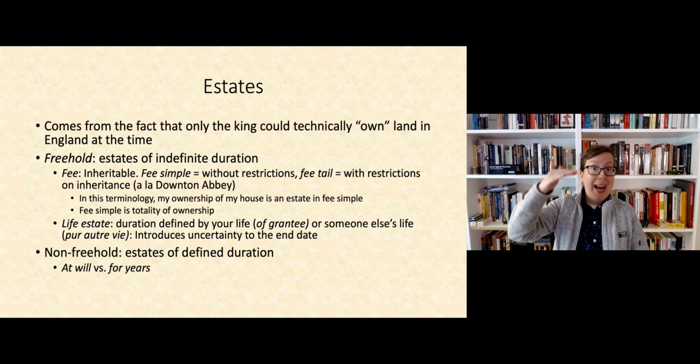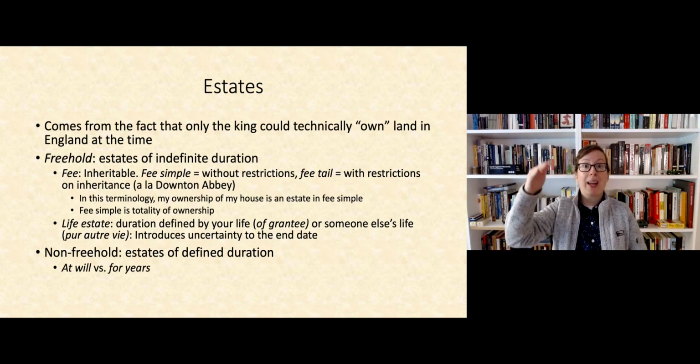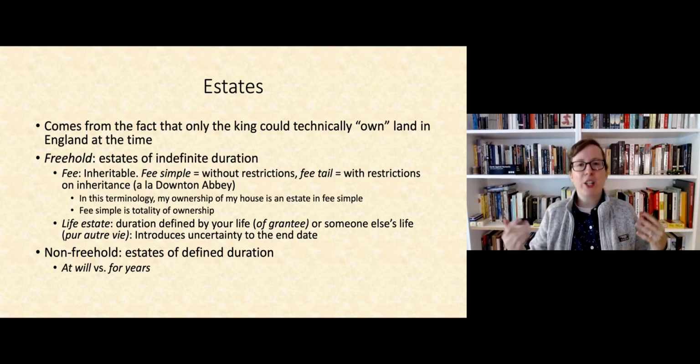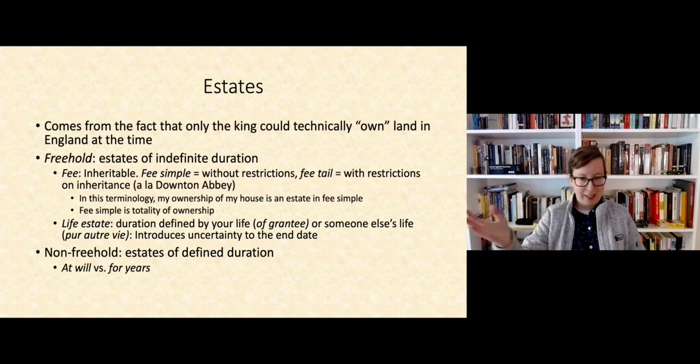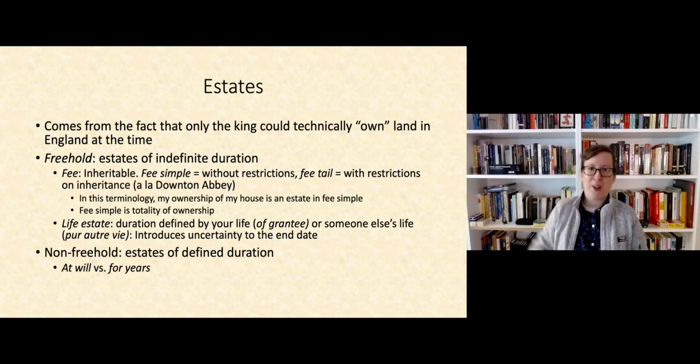Now, besides fee simple and fee tail, there is also a life estate version of freehold. In that kind of freehold estate, the duration of the estate is defined by either your life or someone else's life. And you see how these introduce a notion of indefiniteness. They introduce some uncertainty into the end date, because one doesn't know exactly when you're going to die, and you definitely don't know when someone else is going to die. That's a really weird notion, this pur autre vie kind of life estate. But the whole point is to introduce a little uncertainty into the end date of the estate.